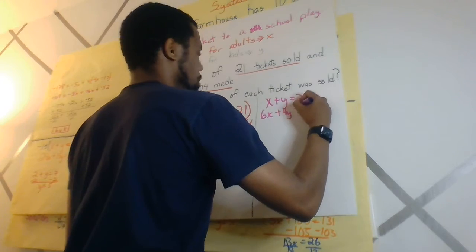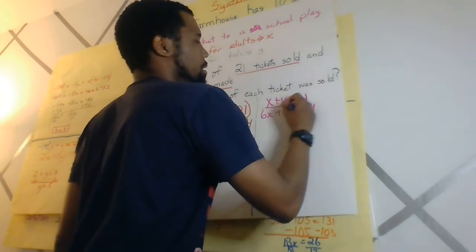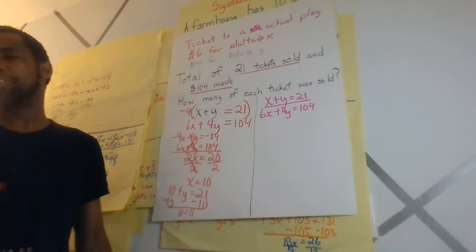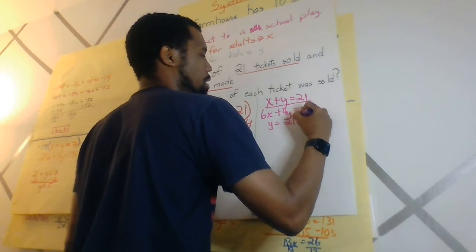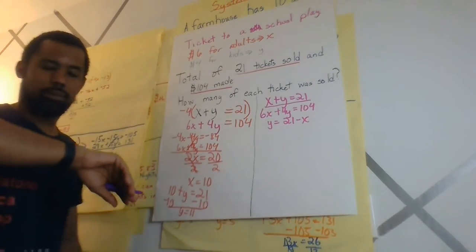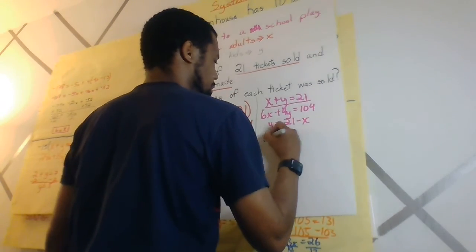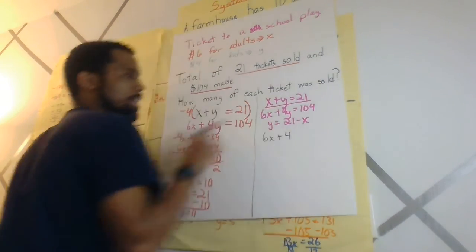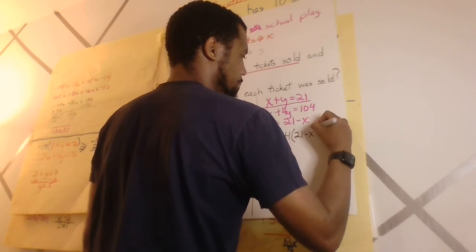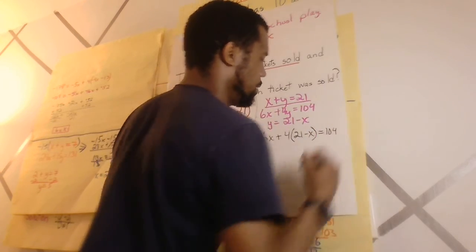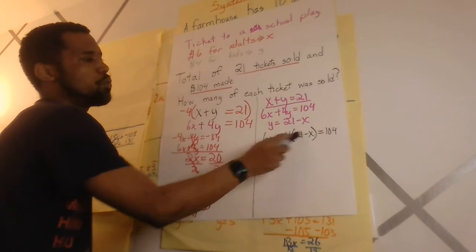So now we're going to do substitution. All right. So this equation, what we use, because it has no coefficients, so we won't have to divide. So y equals 21 minus x. So now, as we plug this in, right, we've got 6x plus 4, but instead of y, we now put 21 minus x equals 104. Substitution takes it from 2 equations to 1 equation with 1 variable.